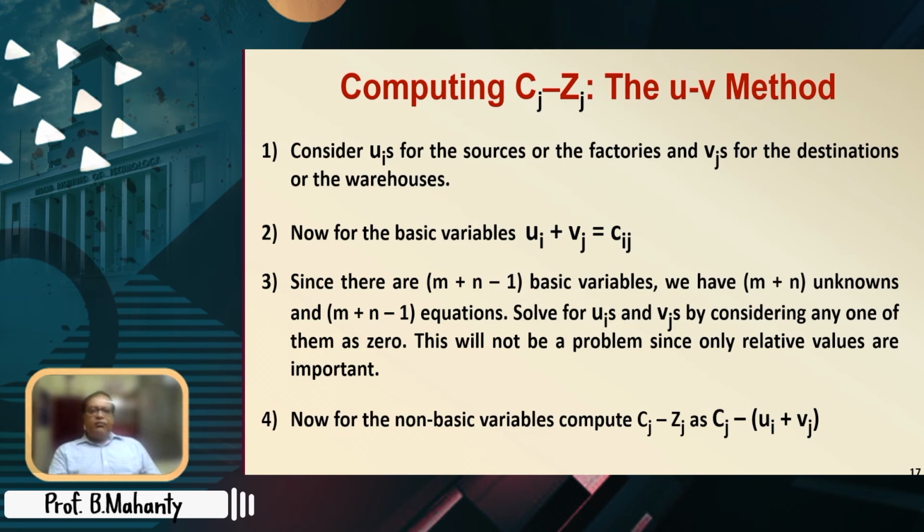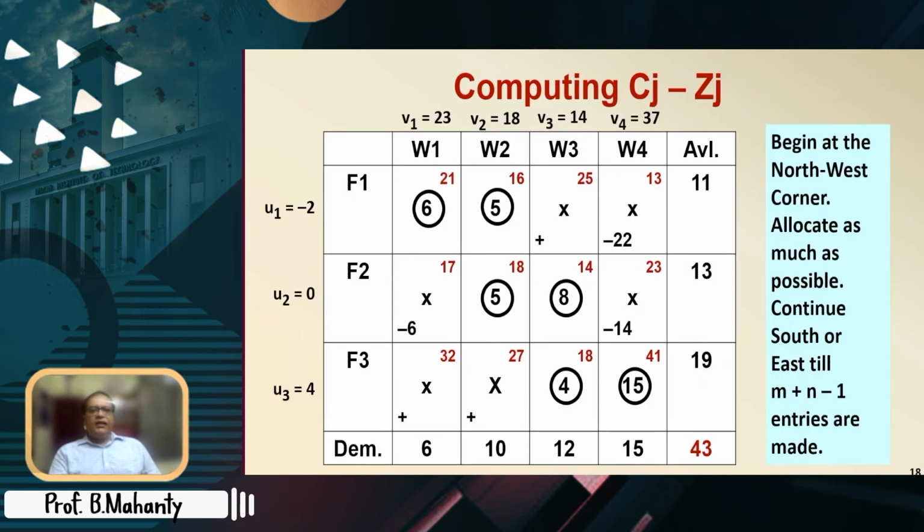So for a non-basic variable, Cj minus Zj would be Cj minus Ui plus Vj. So for non-basic variables Ui plus Vj equals Zij, and for the basic variables Ui plus Vj equals Cij. Is it all right? I wrote Cj minus Zj, but truly speaking, it should be Cij minus Zij.